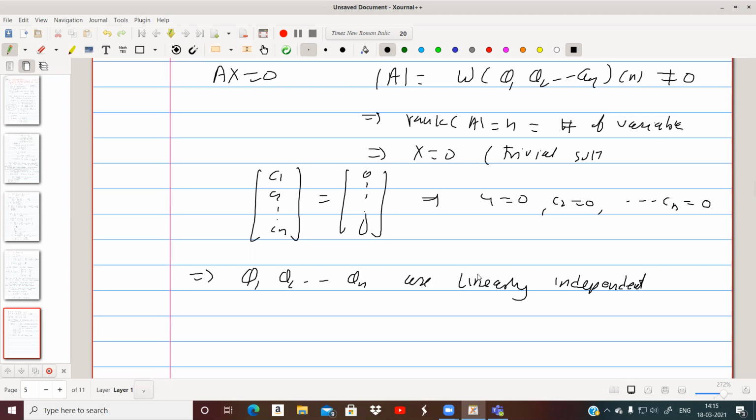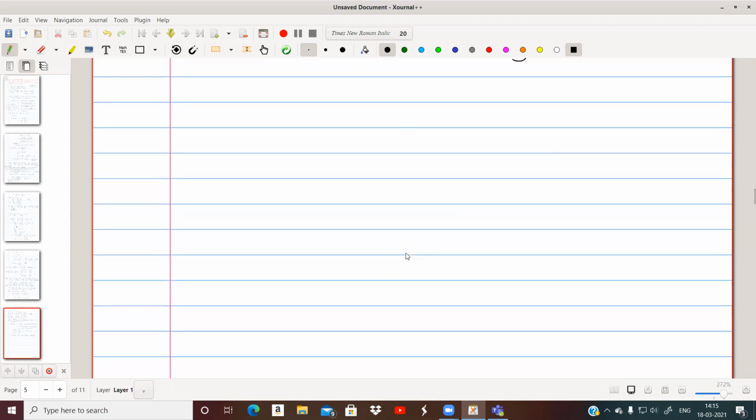This one part is similar to what we have discussed previously. Now that was the converse part. If your functions phi 1, phi 2, phi n are linearly independent, we are going to show that the Wronskian is non-zero for all x.